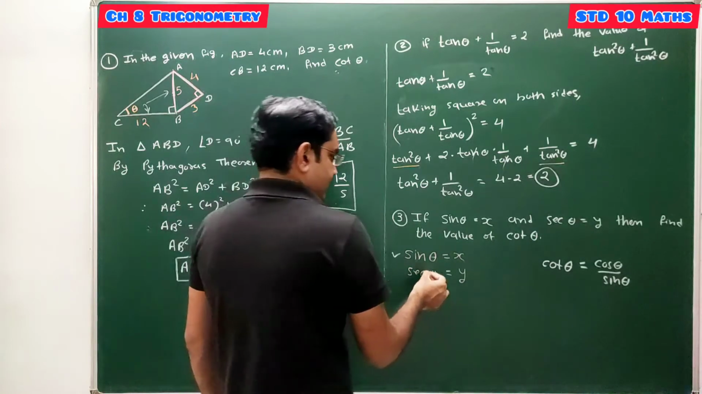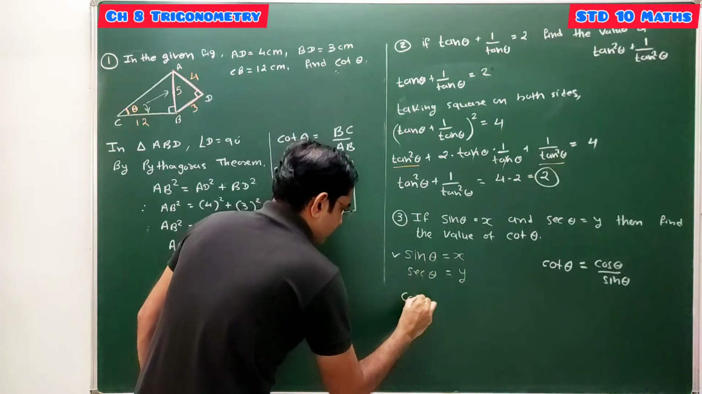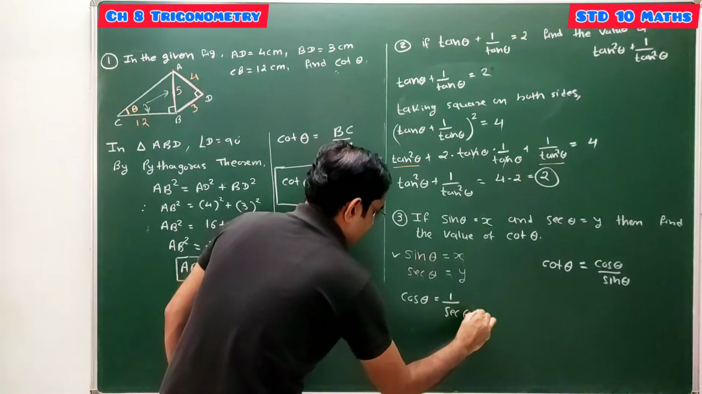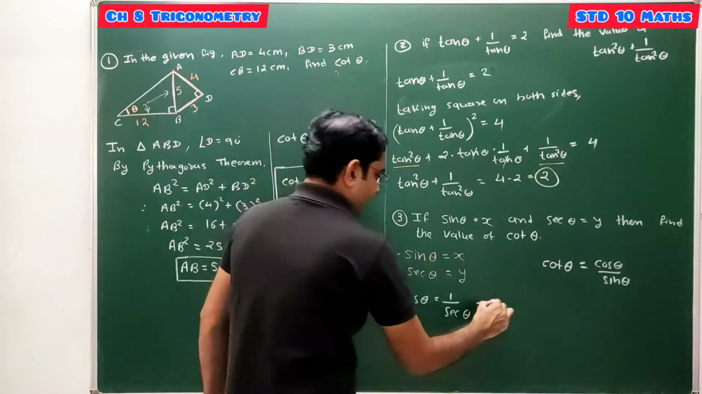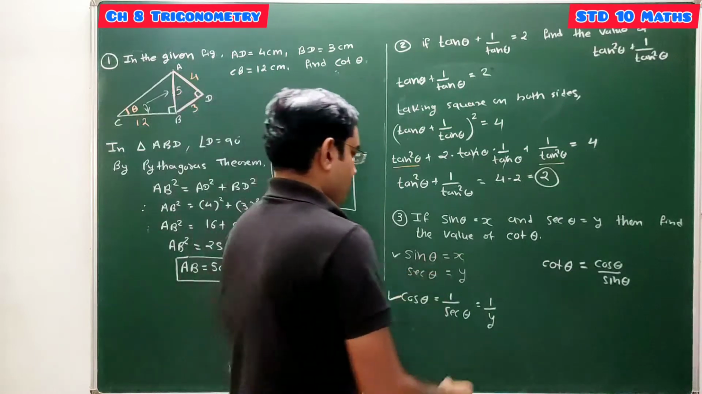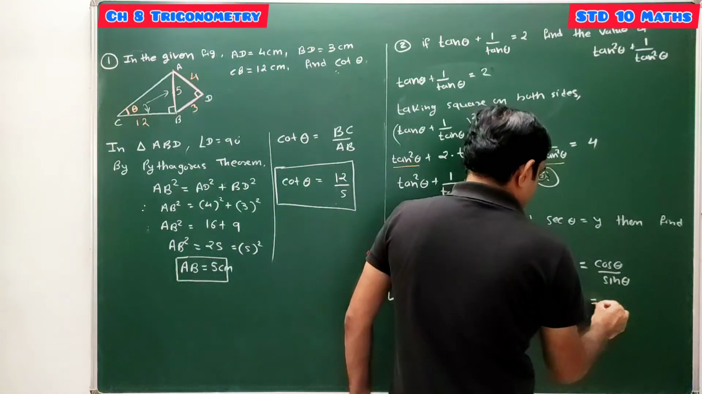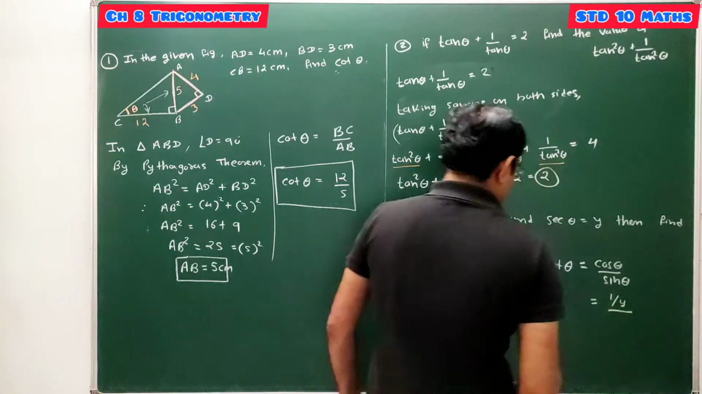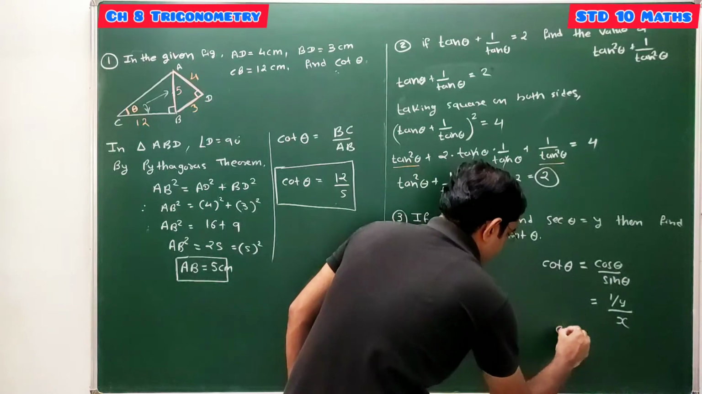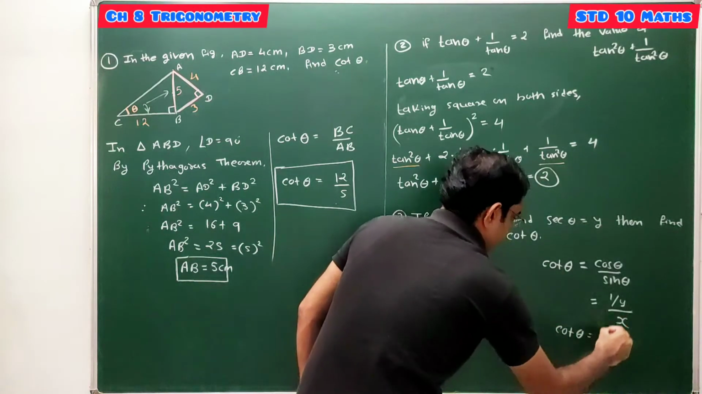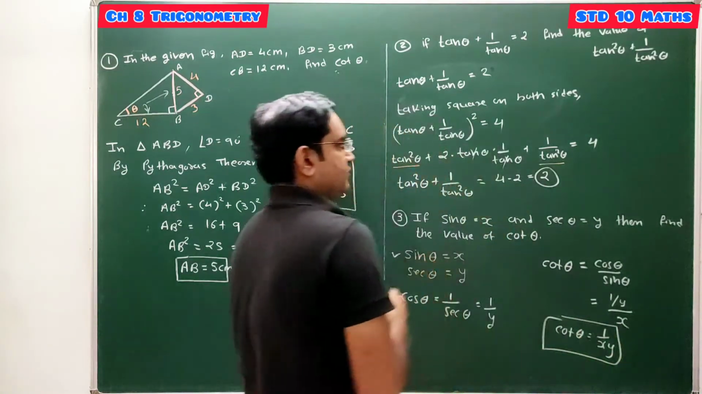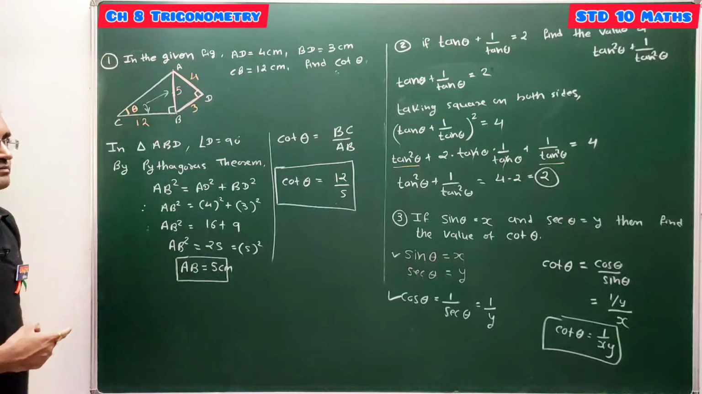So instead of cos theta, sec theta is given. So we know that cos theta is the reciprocal of sec theta, 1 upon sec theta, and sec theta is y, so this is 1 upon y. So put this value of sin theta and cos theta here. Cos theta is 1 upon y, sin theta is x, and therefore our answer cot theta is 1 upon xy. 1 upon xy is the answer. Clear students? Pause the video and note it down.